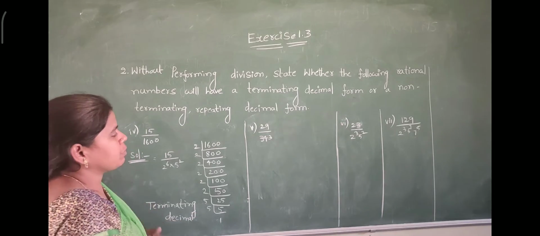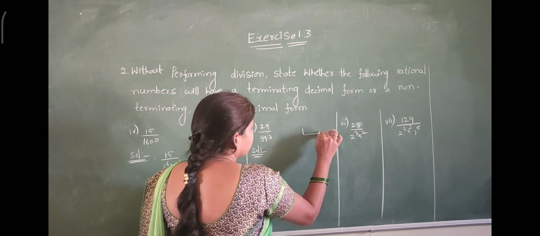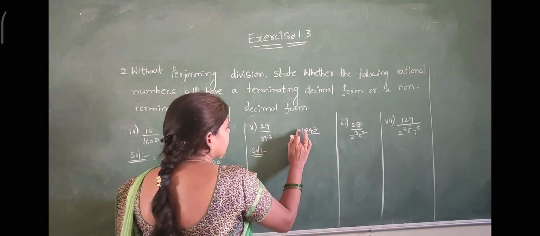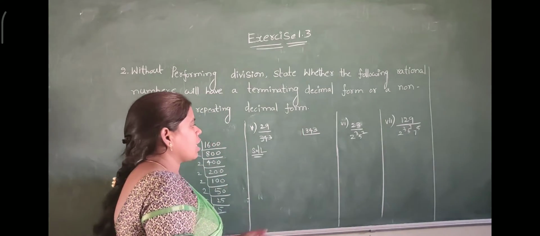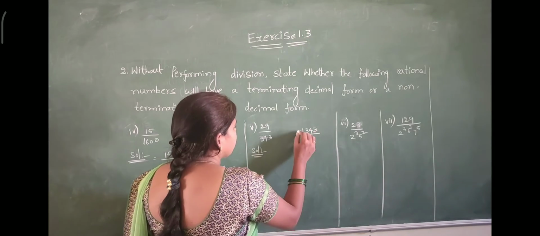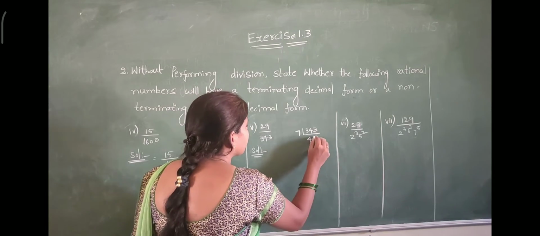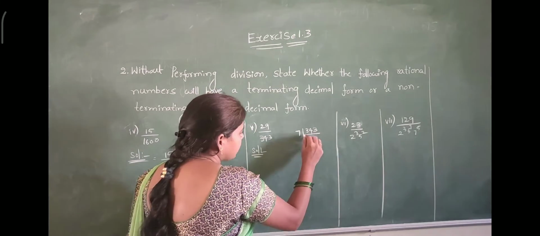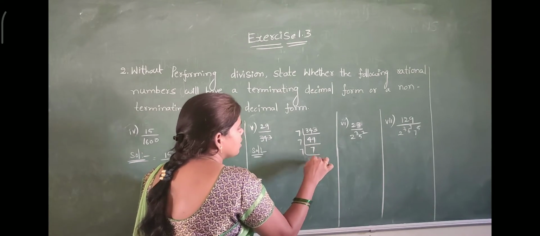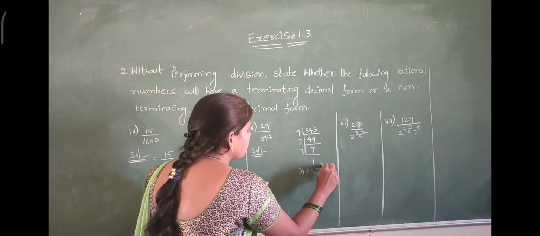Go for the fifth problem. Here also you have to write the prime factorization of the denominator. You have to recall the table. This number is not divisible by 2, not divisible by 3. This is divisible by 7. 7 fours are 28, 7 nines are 63. Again recall the table. 7 sevens are 49, 7 ones are 7. So the prime factorization of 343 is 7 cube.